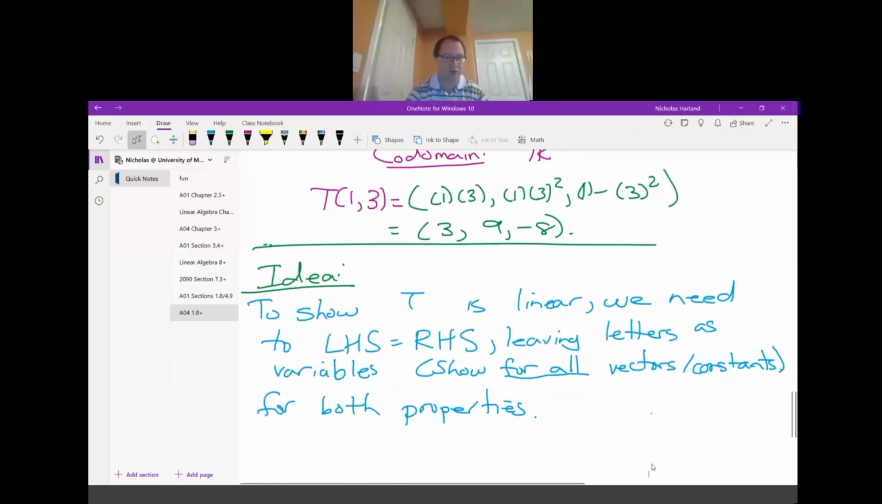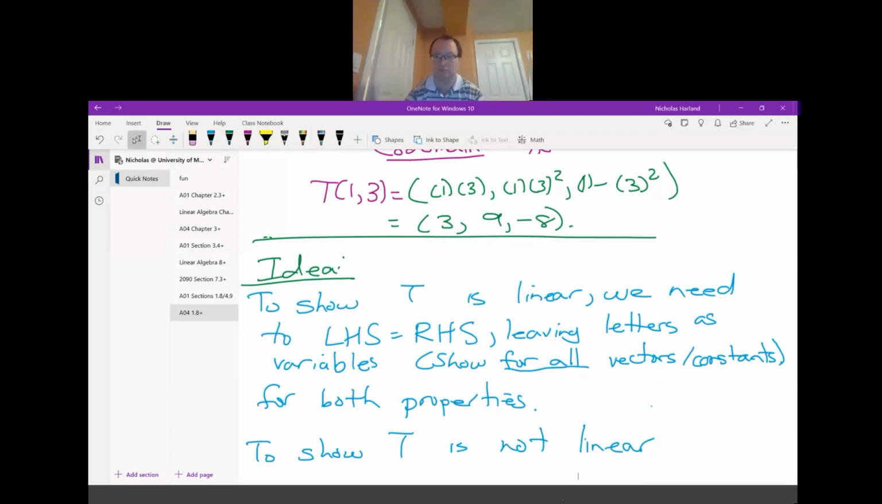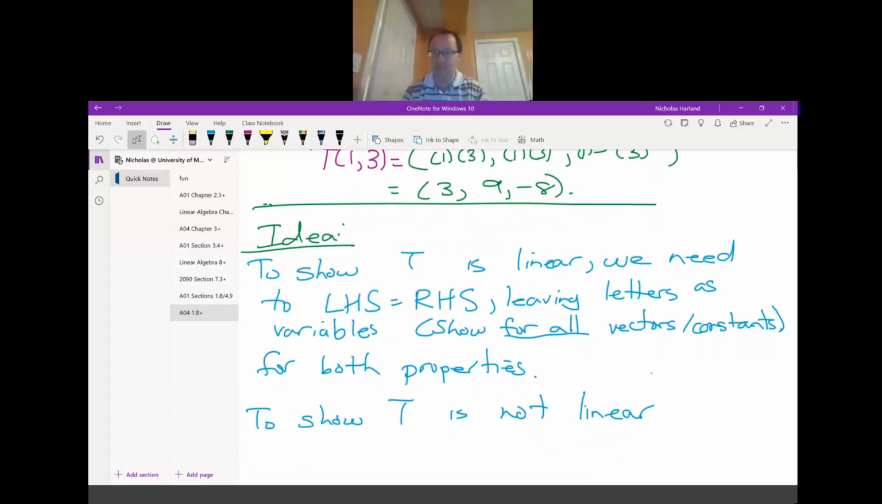On the flip side, to show T is not linear, what do we have to do? So in other words, what is the opposite? How do we show that something is not? We need to show the left-hand side is not equal to the right-hand side for both properties or one property. At least one, which means we only need to do one. Right? If we can show one property fails, we don't care about the other one. Right? So we need to show that at least one of these properties fails, which really means we need to show one of the properties fails.